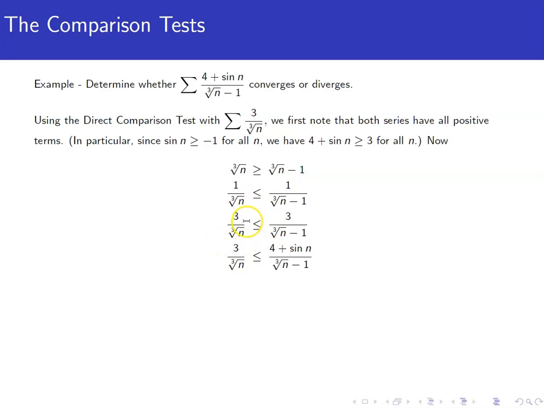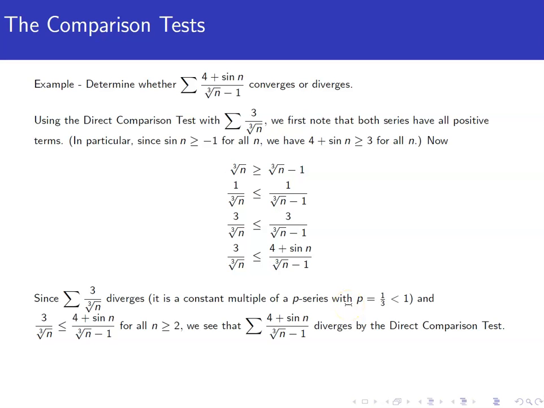This now is the terms of the series that we're comparing to. On the right-hand side, I'm going to replace 3 with 4 plus sine n, and I know that it doesn't get any smaller. It can only possibly get bigger, so the inequality stays the same direction. And now it's just a matter of doing the conclusion.